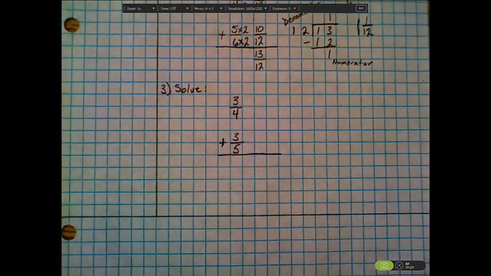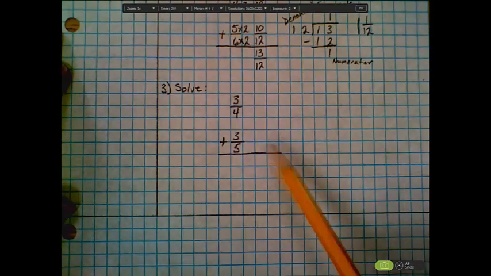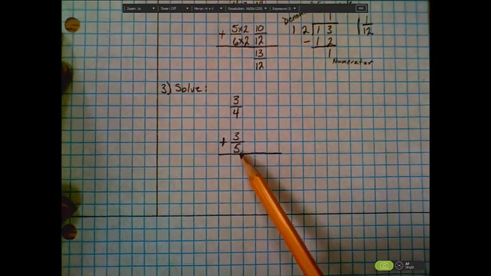And our last sample problem is going to be 3/4 plus 3/5. Again, we write it one on top of the other. We have to find a common denominator. That's our first step. Take the larger number. Does 4 go into 5? No, it doesn't. Take the next multiple.